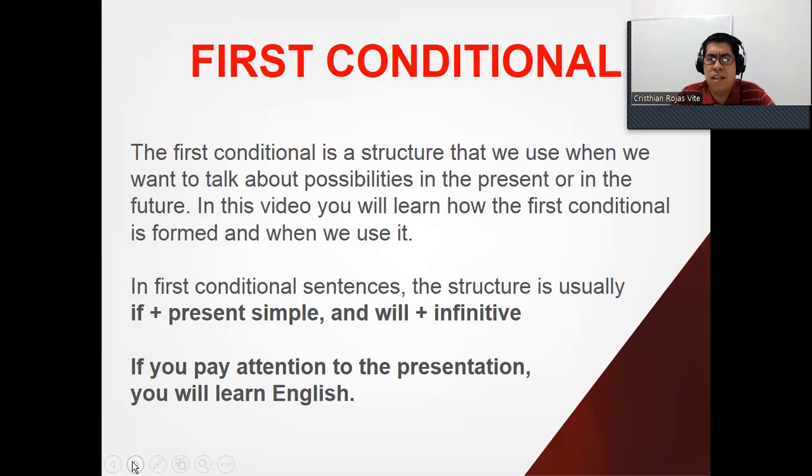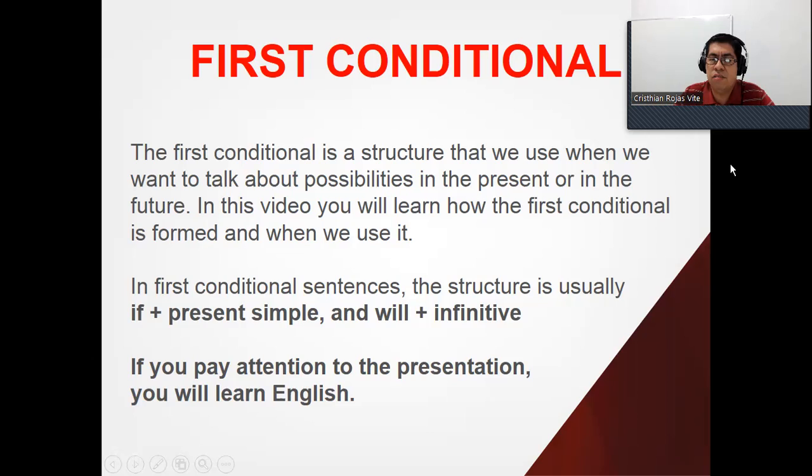The first conditional is a structure that we use when we want to talk about possibilities in the present or in the future. In this video, you will learn how to use the first conditional and how it is formed, and especially when you can use it. That's a very important detail. So very easily, I'm going to explain to you the basic structure of the first conditional in English.